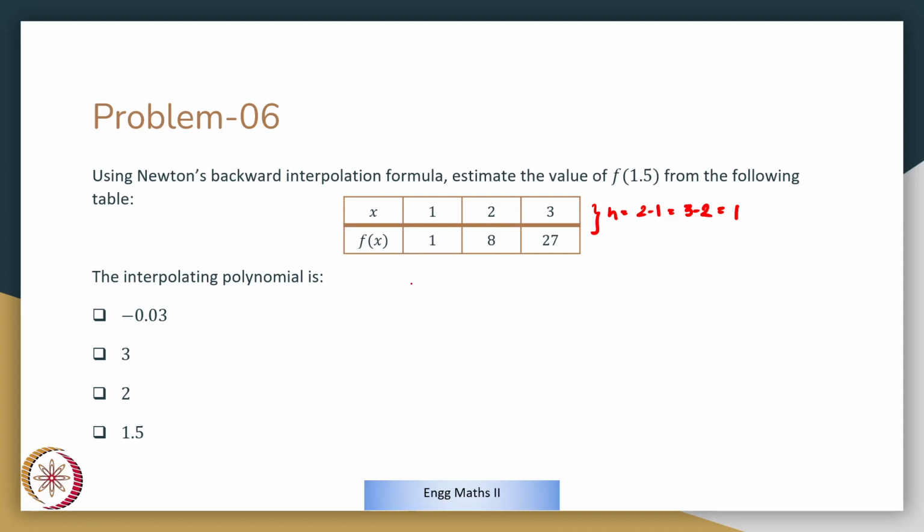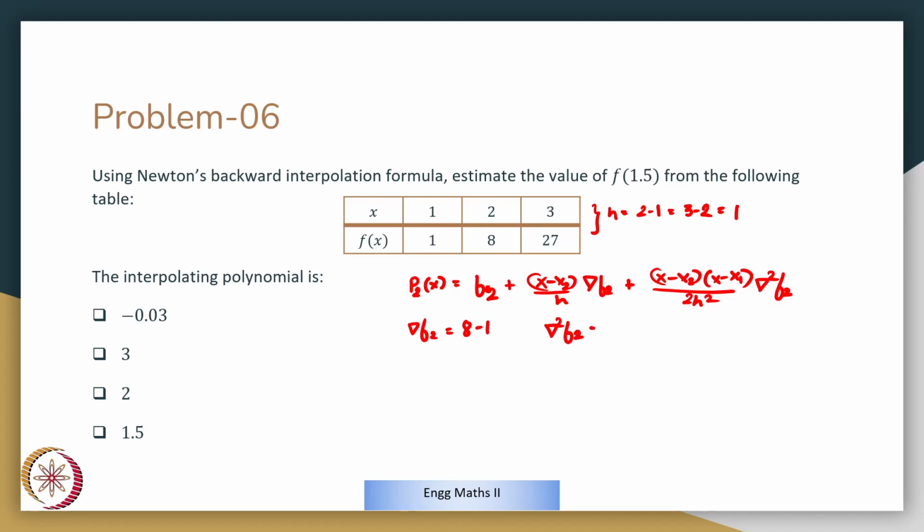And my backward formula would look like P2(x) is f2 plus (x minus x2) by h, backward difference of f2, plus (x minus x2)(x minus x1) by 2h square, second backward difference about f2. So my backward difference about f2 is nothing but 8 minus 1, and my second backward difference about f2 is 27 minus 8, which is 19, minus 7, so this is 12.